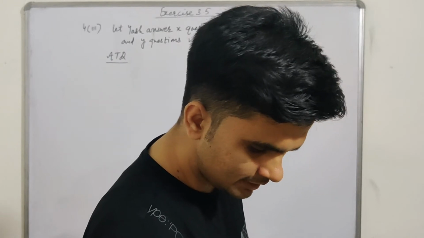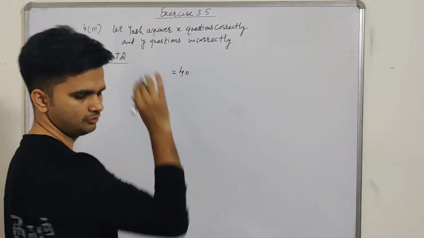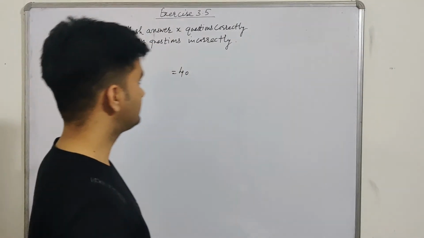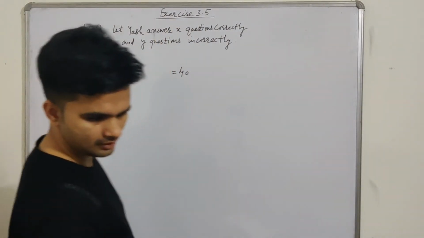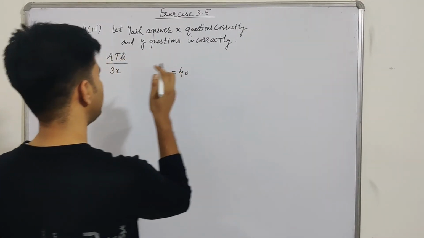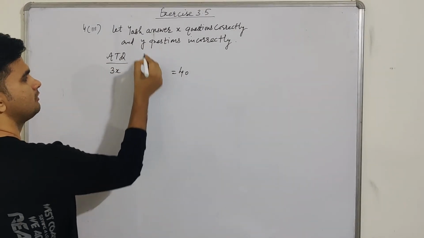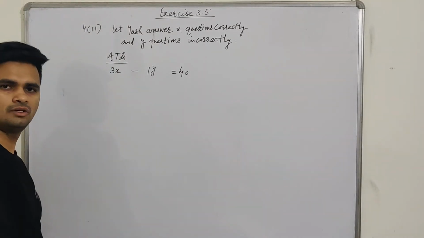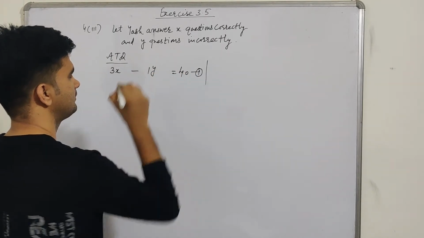First condition is Yash scored 40 marks in a test. It means here it should be equal to 40. Getting 3 marks for each right answer, so 3 marks means it will become 3x. And losing 1 mark for each wrong answer means total 1 into y, 1y. Losing 1 mark, it means here we will do subtraction. This will become the first equation.